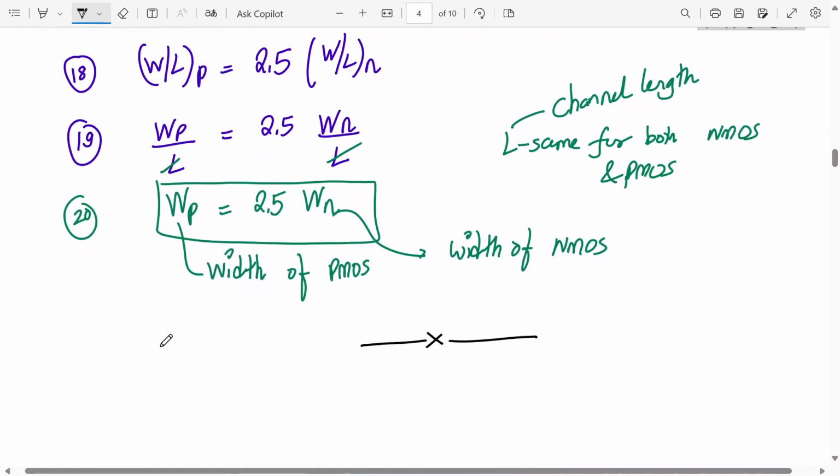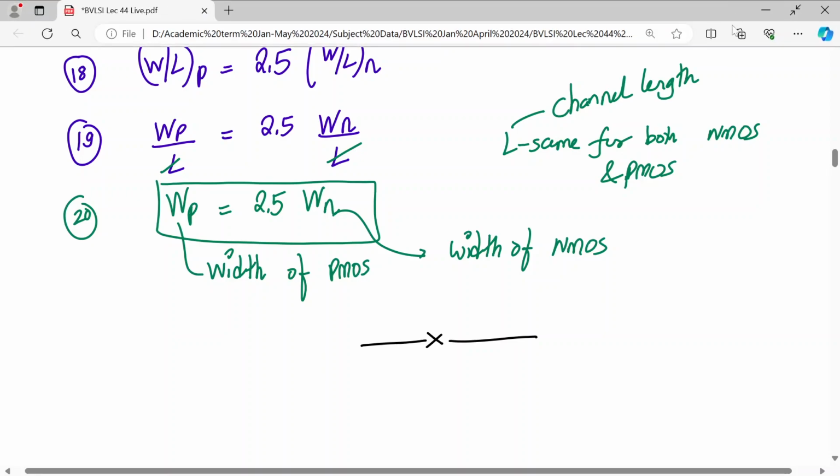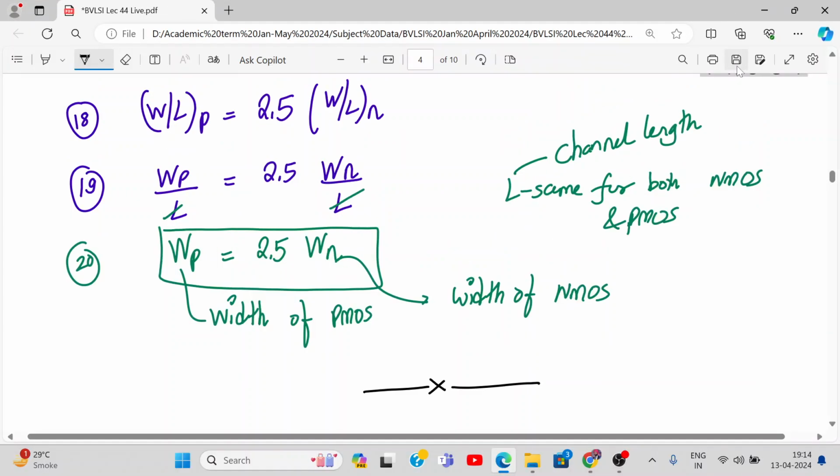Okay, so from here on, next we will derive the noise margins levels for the CMOS inverter, that is derivation for VOH, VOL, VIH and VIL in the next class, that is today only. Okay, so let me end the recording.